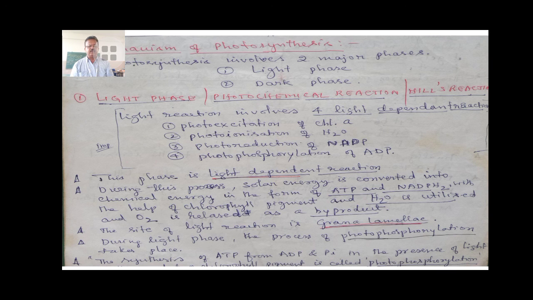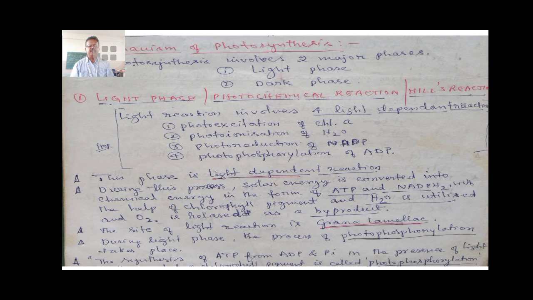Okay, with the help of chlorophyll pigment, the ATP and NADPH2 are produced, and water is utilized and oxygen is released as a byproduct during the process. Next, the site of the light reaction is particularly the grana lamellae. During the light phase, the process of photophosphorylation takes place.